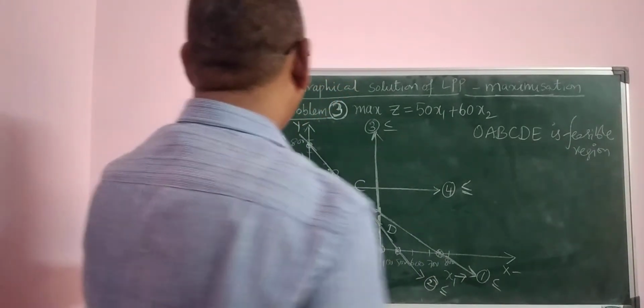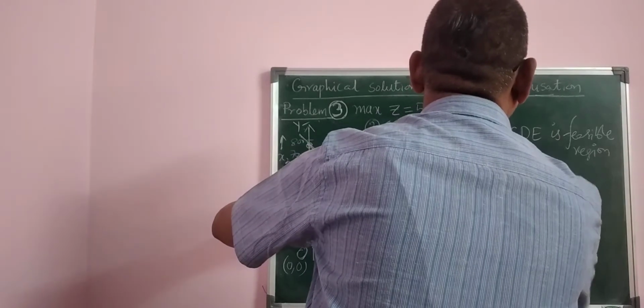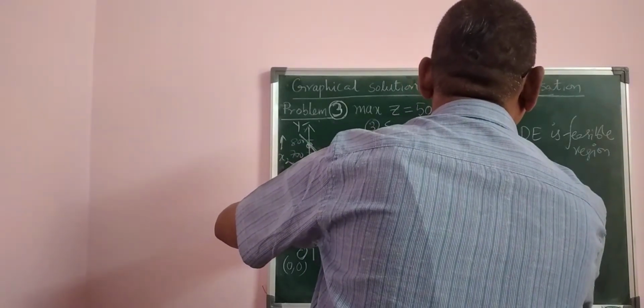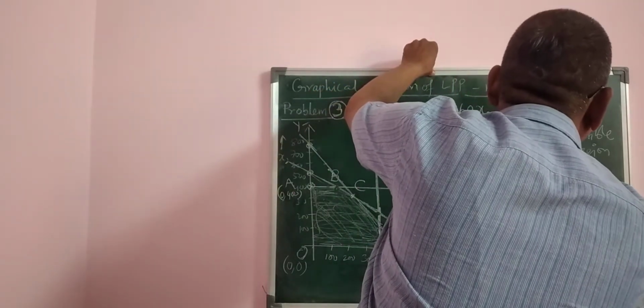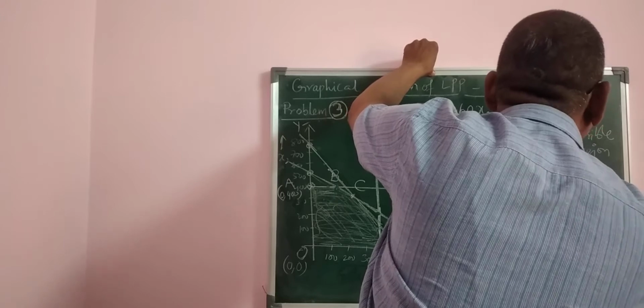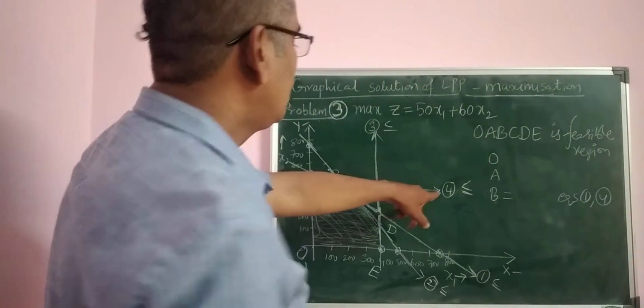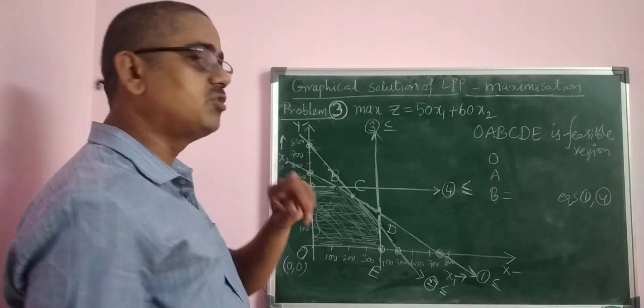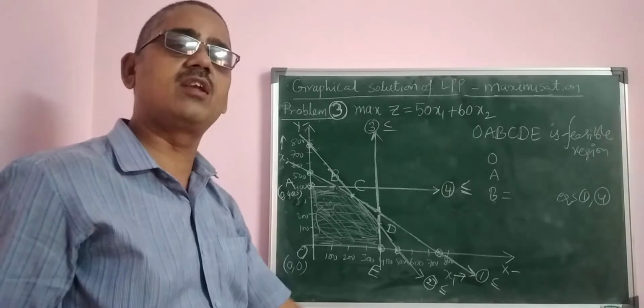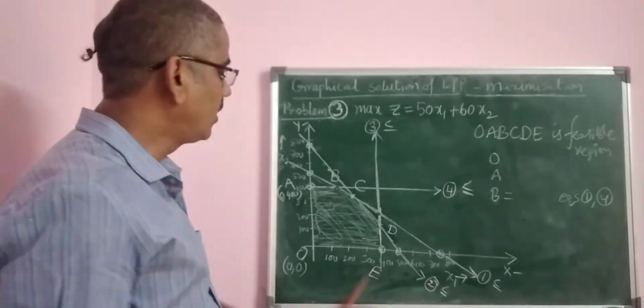So I am writing here. This is O, this is A, and this is B. B is going to be solved by equations 1 and 4. You please go and solve the equations 1 and 4. Of course, equation 4 is x2 is equal to 400. Substitute the value in the other equation, and you will get it, definitely.